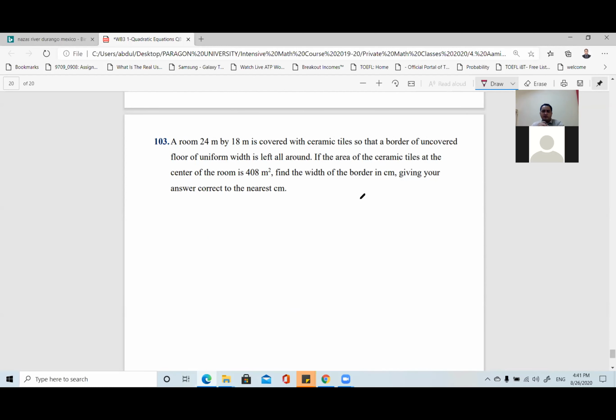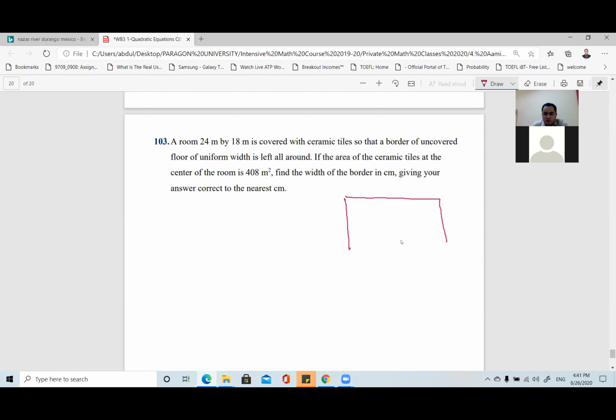A room 24 meters by 18 meters is covered with ceramic tiles so that a border of uncovered floor of uniform width is left. Okay, if the area is becoming... It's also a very similar question, but here it's not a circle, it is a rectangle. So we are talking about a room.